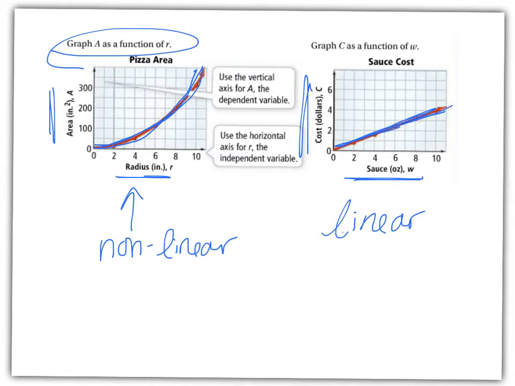Okay, because each of these is going up by the same amount each time. I don't remember exactly what the number is, but you can see here they're going up by the same amount. Here, it goes up a little bit from 2 to 4, and then a little bit more from 4 to 6, and even more from 6 to 8, and then even more from 8 to 10. So it's not going up by a constant rate each time.